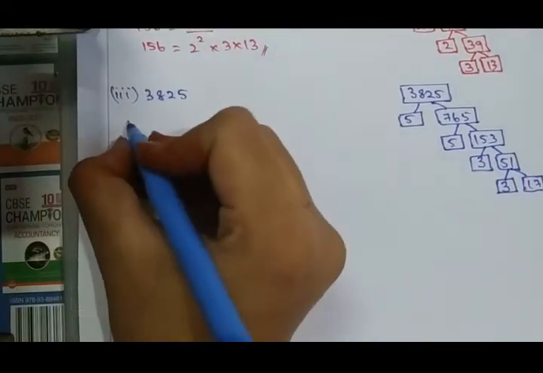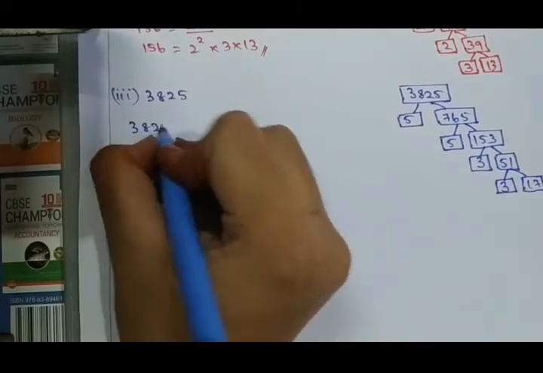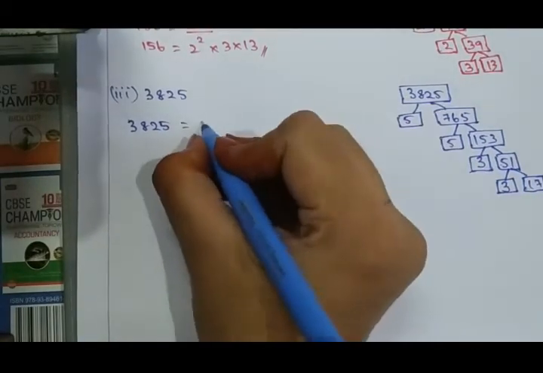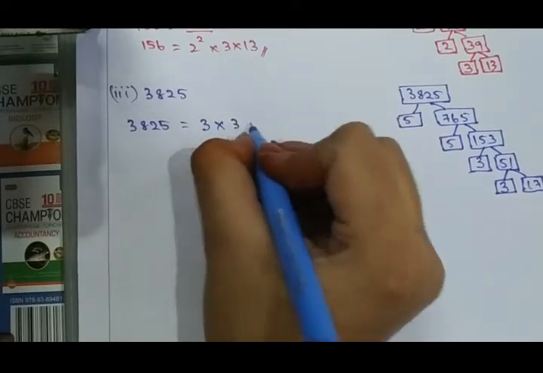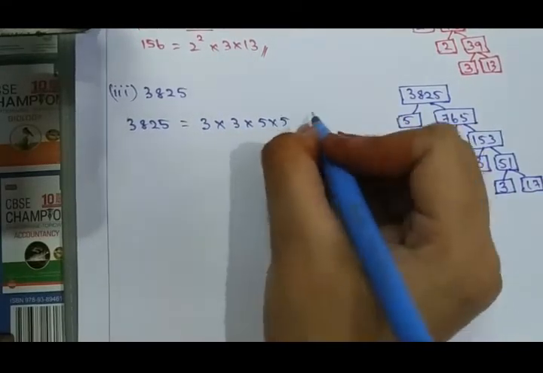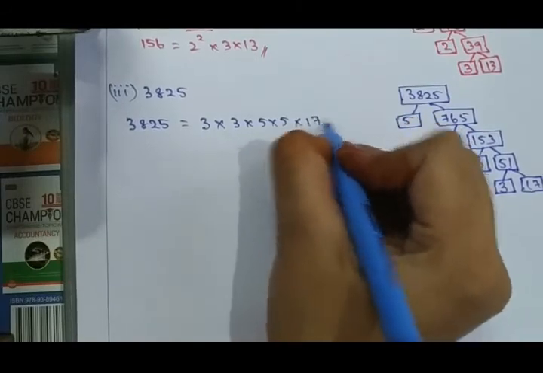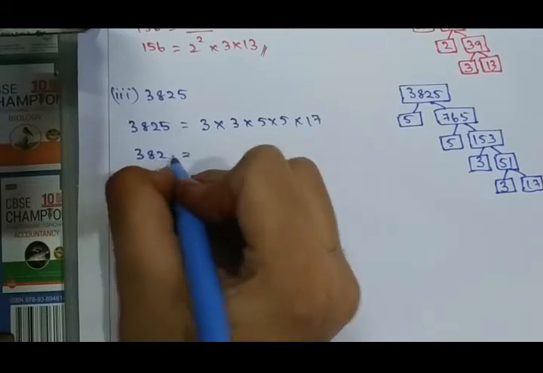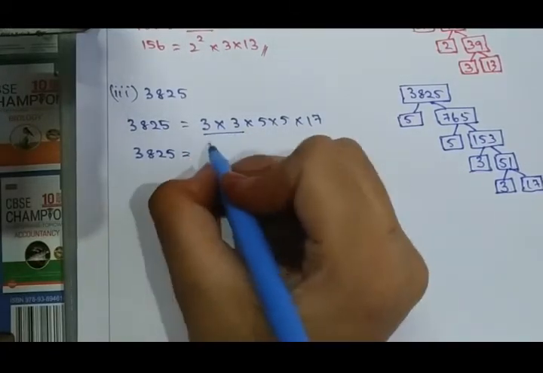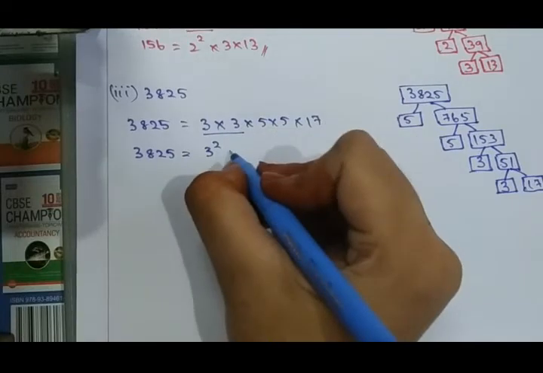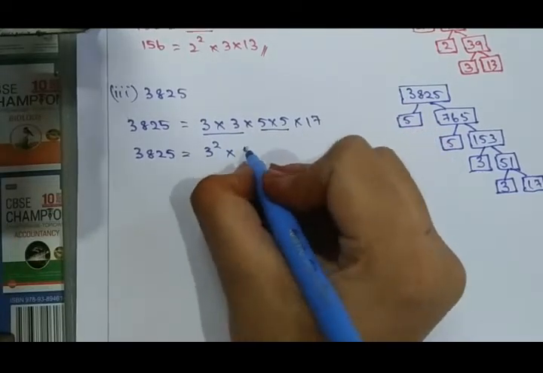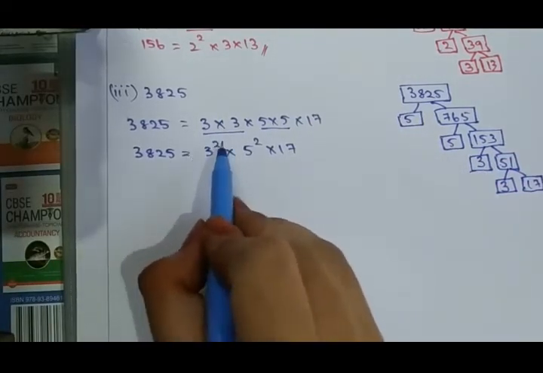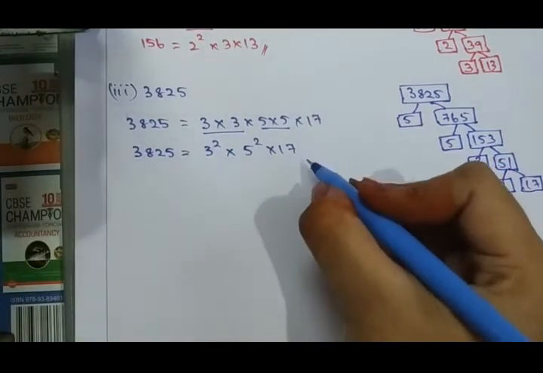So we can write 3825 as, in ascending order, first 3 into 3 into 5 into 5 into 17. Just group the similar primes. So 3825 is equal to, this can be written as 3 square and 5 into 5 can be written as 5 square into 17. So 3825 is equal to 3 square into 5 square into 17.